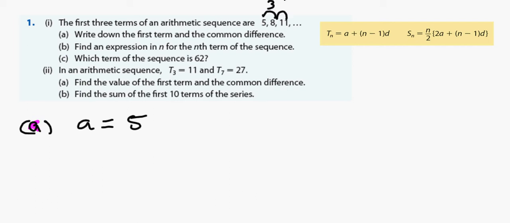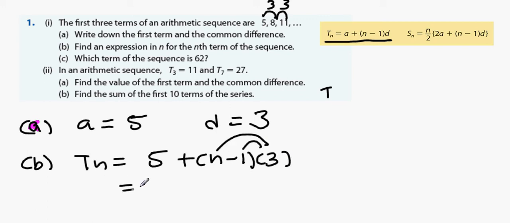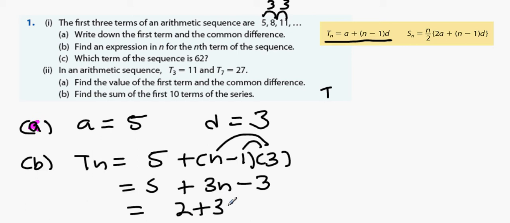So d equals 3. Find an expression in n for the nth term of the sequence. So what we're going to use here is Tn. For part B, Tn equals a, which is 5, plus n minus 1, multiplied by whatever d is, and d is 3. Multiply them out, and what we're going to get is 5 plus 3n minus 3, and then we get 2 plus 3n.